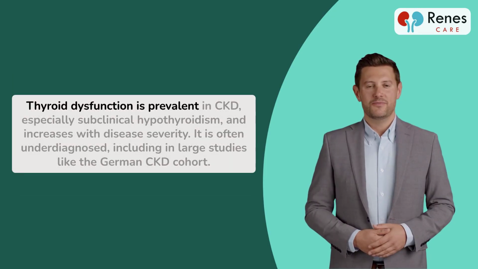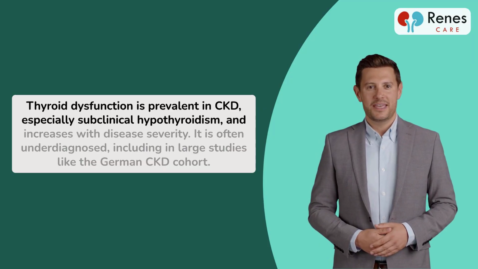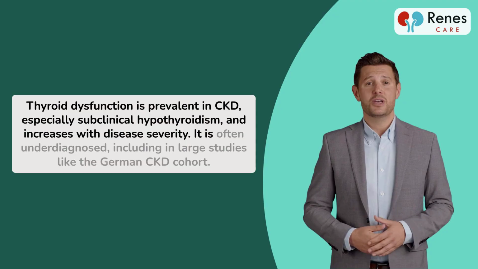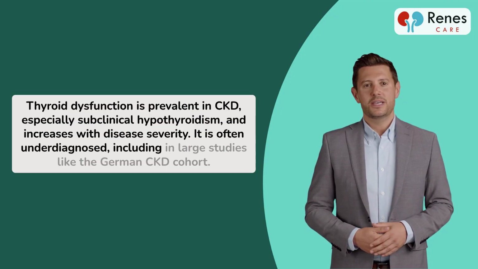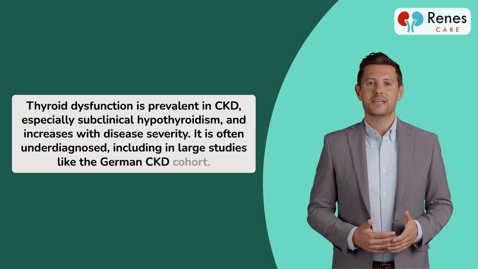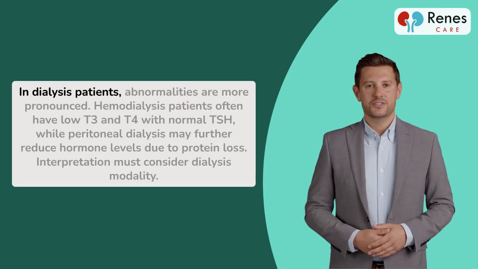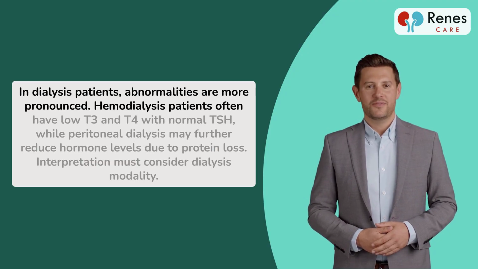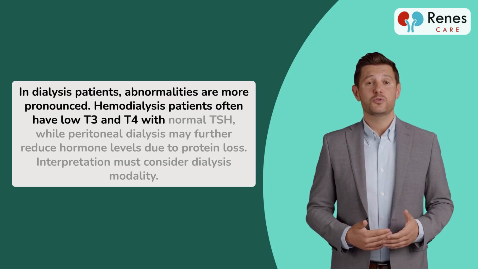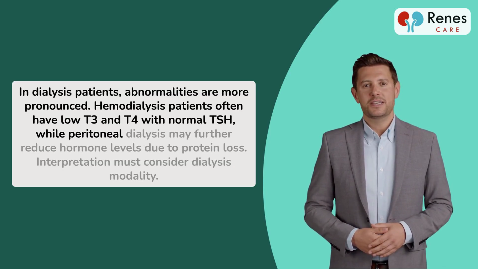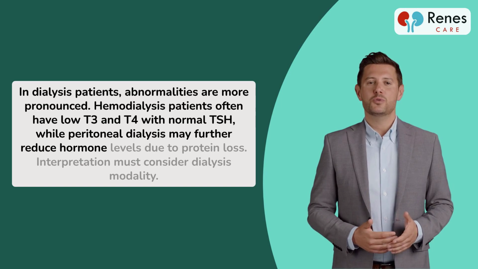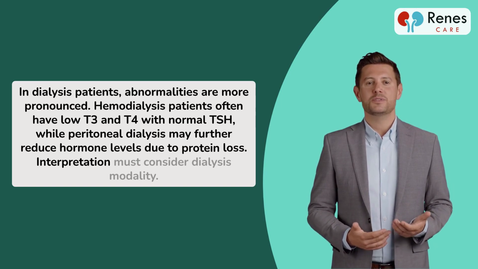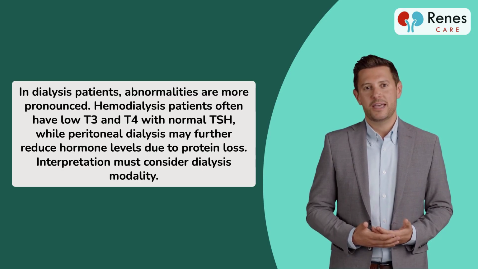Thyroid dysfunction is prevalent in CKD, especially subclinical hypothyroidism, and increases with disease severity. It is often underdiagnosed, including in large studies like the German CKD cohort. In dialysis patients, abnormalities are more pronounced. Hemodialysis patients often have low T3 and T4 with normal TSH, while peritoneal dialysis may further reduce hormone levels due to protein loss. Interpretation must consider dialysis modality.